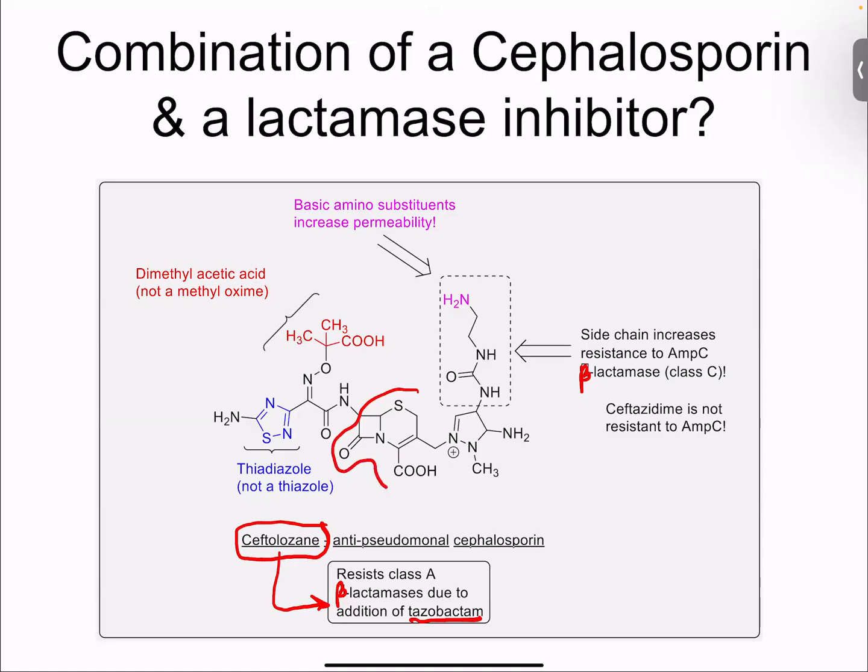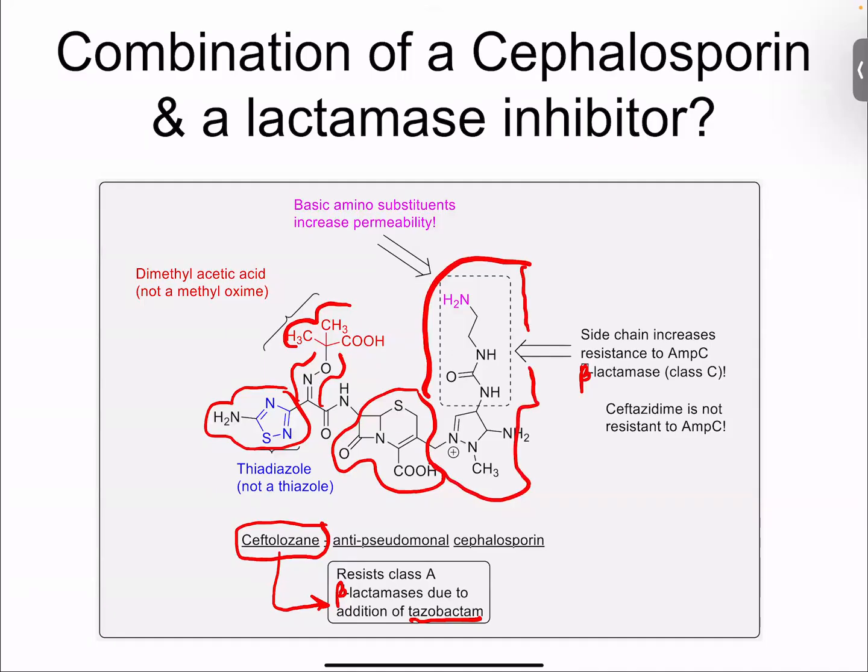Again, no secret here. Pharmacophore, aminothiadiazole ring, gram-negative coverage. Amino group, this is the dimethyl acetic acid variety that you see in aztreonam, and ceftazidime. Okay. And then coming off the 3' position is this really weird looking side chain. All right, just look at the side chain for a moment.